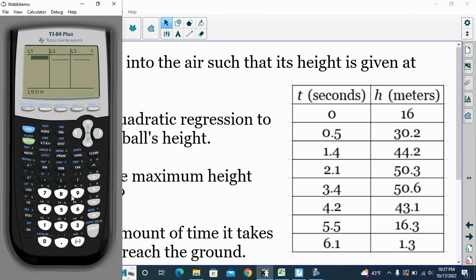You can do that by, so if I've got some data in there, I scroll up to list 1, highlight list 1, and push clear enter. You will need to clear list 2 as well. And we are going to list our times under list 1 and the various heights under list 2. So times go under list 1. Scroll over, enter your heights under list 2.